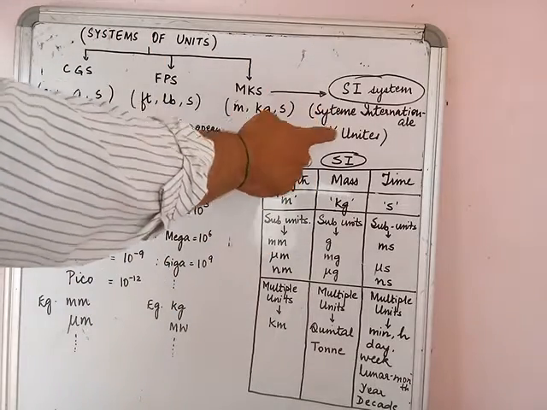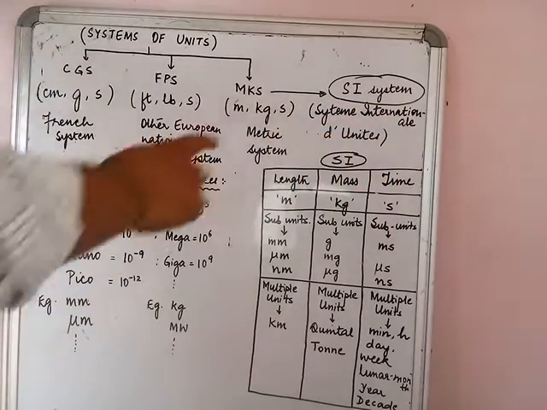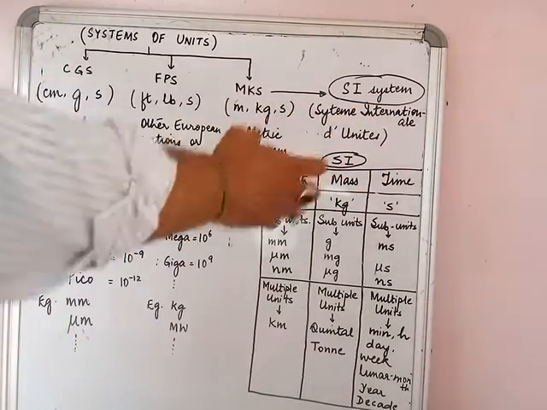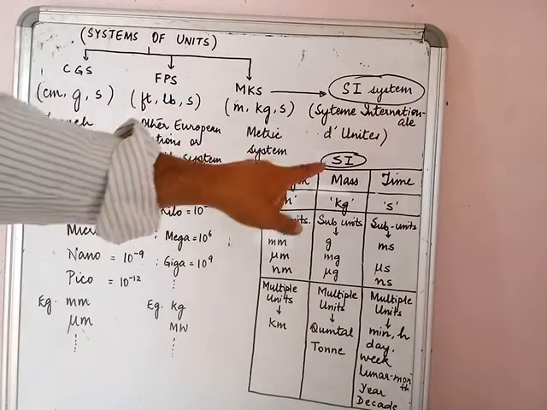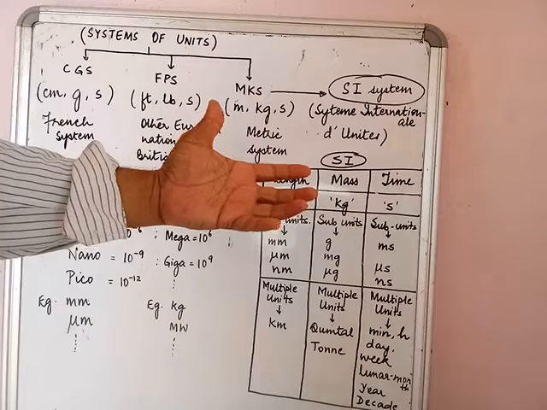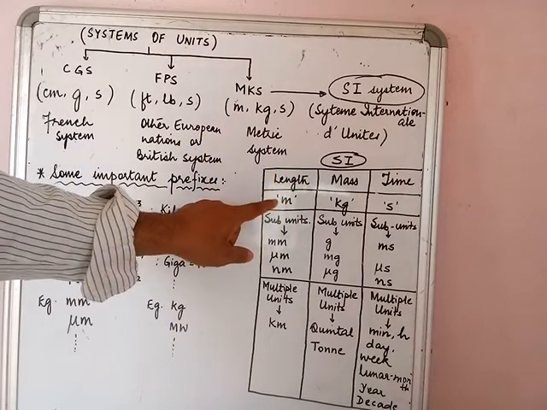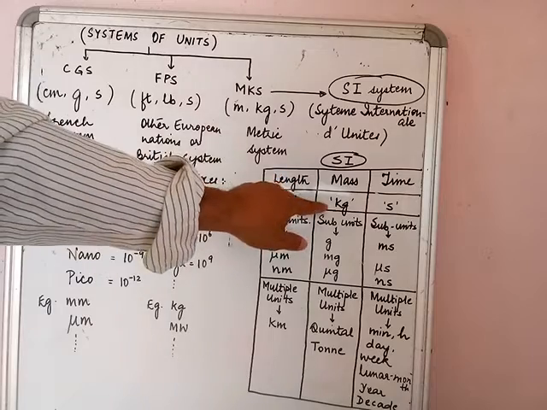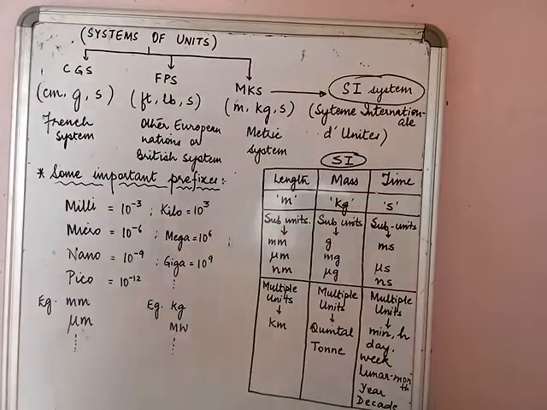So the full form is System International d'Units. This is basically a French word, and it is now applicable all over the world. So in the SI system, once again, what should we have representing the length? We have meters representing the length, we have kg representing the mass, and we have seconds representing the time.